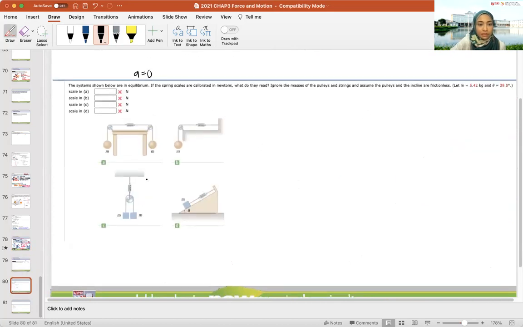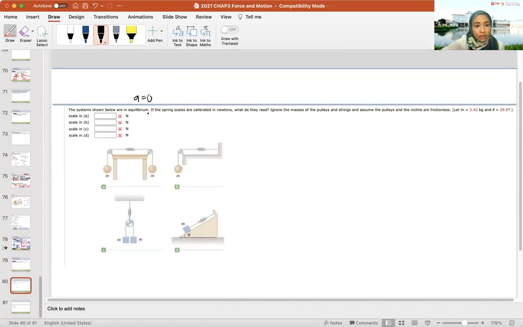Okay, going back to this guy. So the system shown below are in equilibrium. A equals to 0. Condition kita. If the spring scales are calibrated in newtons, what do they read? So kita ada spring. This is penimbang yang spring tu. Macam ni. Ni dia tarik. Dia spring yang boleh timbang berat.